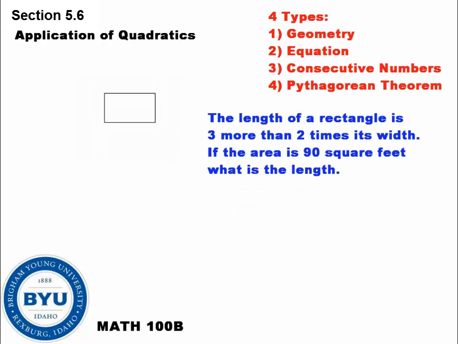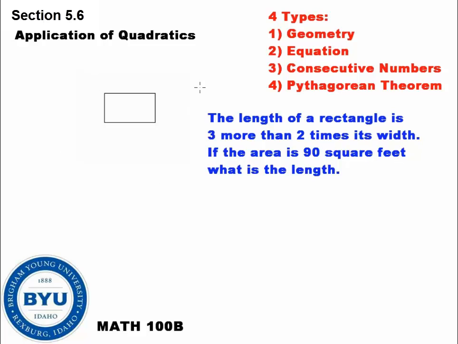Okay, so in geometry type questions, basically we're just going to be dealing with area. In previous chapters we dealt with perimeter, but with these type of questions we'll be dealing with area. Here's an example. It says the length of a rectangle is 3 more than 2 times its width. If the area is 90 square feet, what is its length?